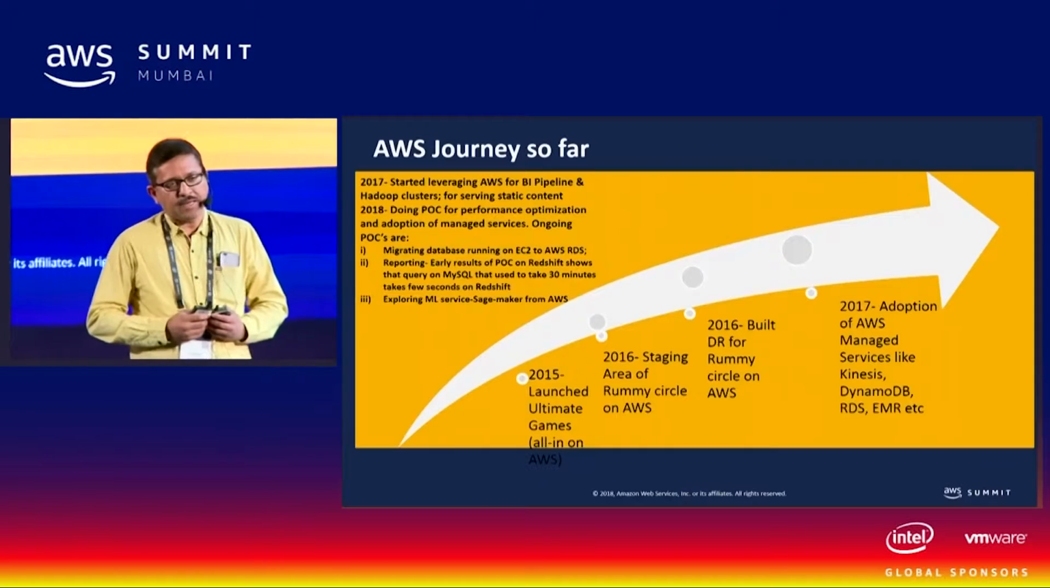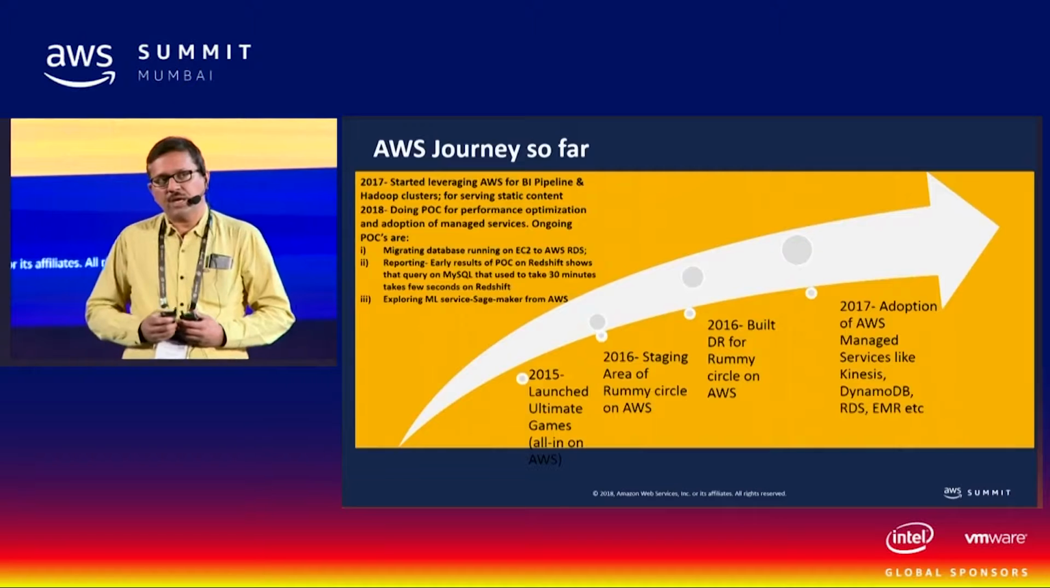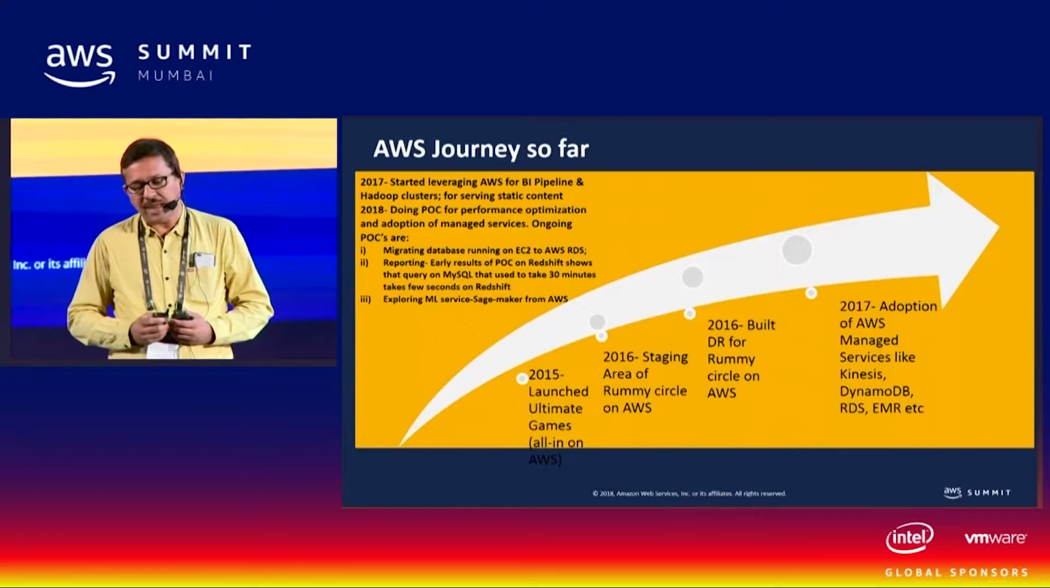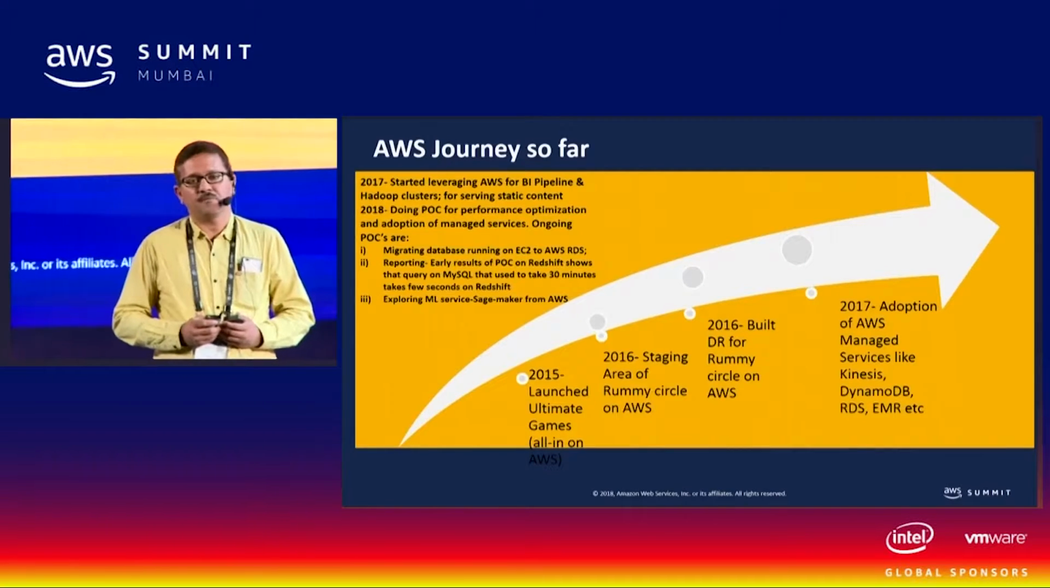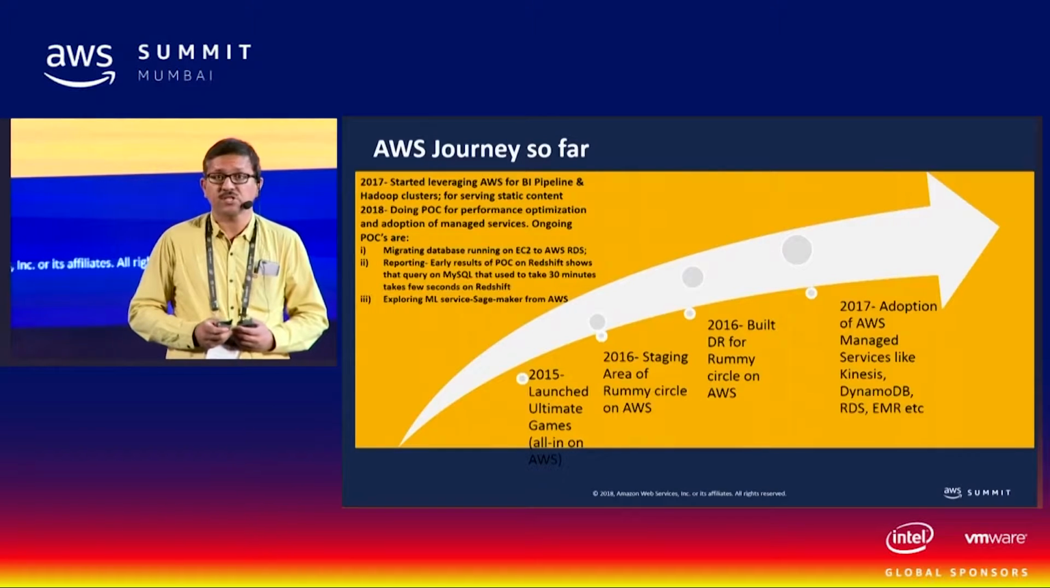Then in 2017 and early 2018, we have been adopting a lot of managed services like Kinesis, DynamoDB, and looking at EMR and Redshift as well, along with SageMaker for machine learning.